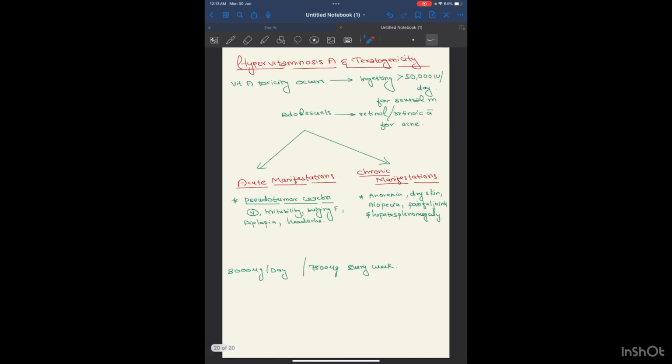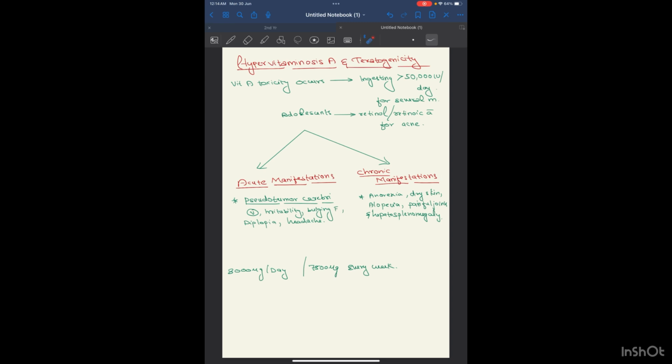What do you mean by hypervitaminosis A and teratogenicity? Vitamin A toxicity occurs with ingesting greater than 50,000 international units per day for several months. In adolescents, excessive retinol or retinoic acid for acne treatment causes hypervitaminosis A.